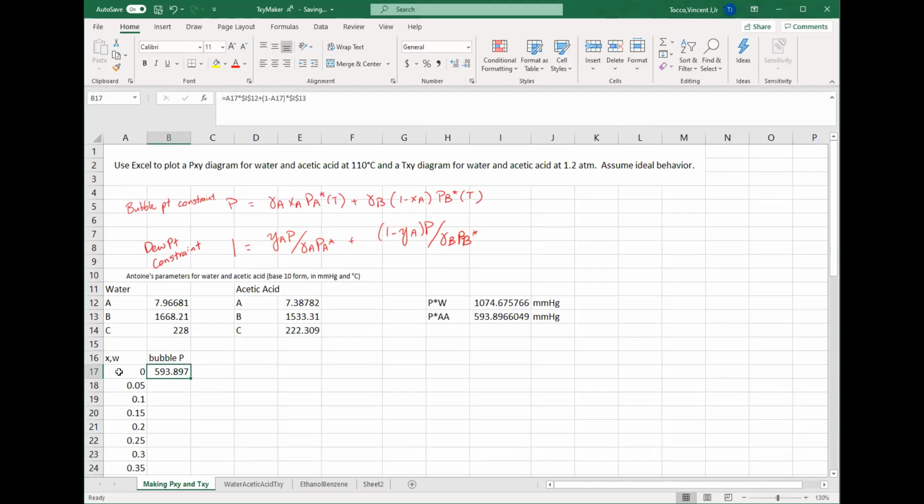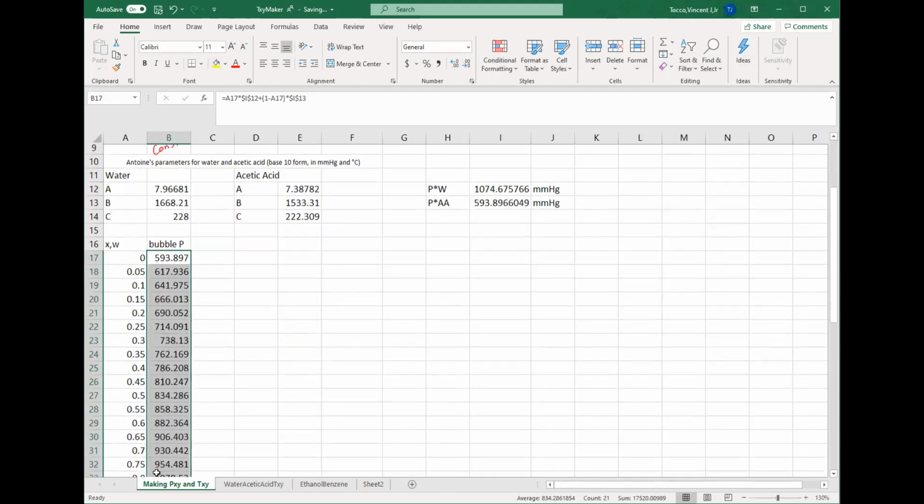And that makes sense because when there is 0 water in the system, I must have 100% acetic acid. So this bubble point pressure should match the vapor pressure for pure acetic acid. I can copy this formula down. In other words, I don't have to solve this equation 20 times. I can simply double click on the bottom right-hand corner, and it's going to copy my formula down.